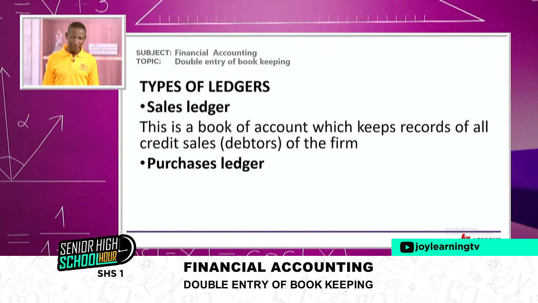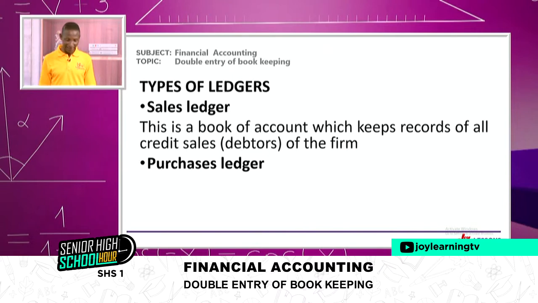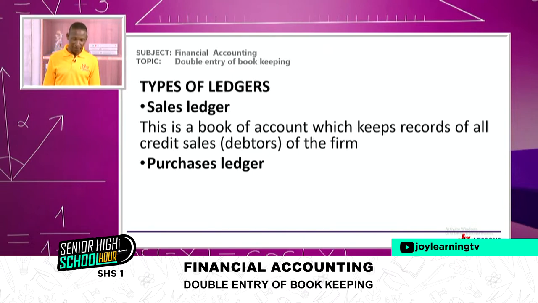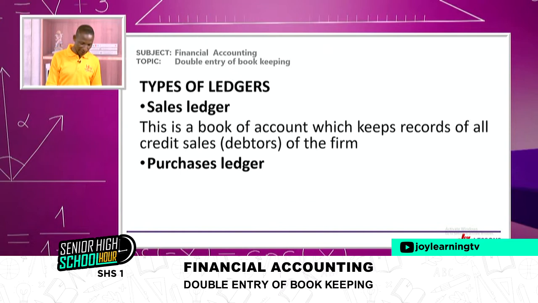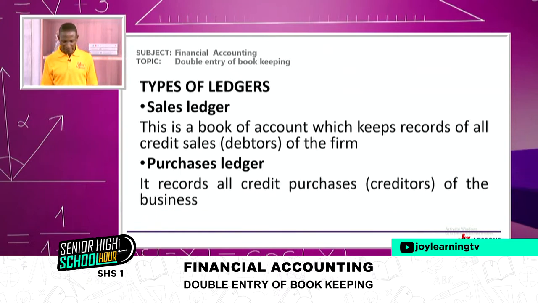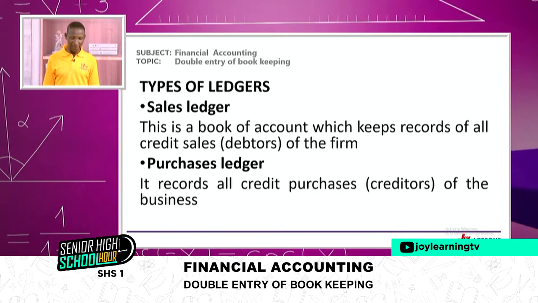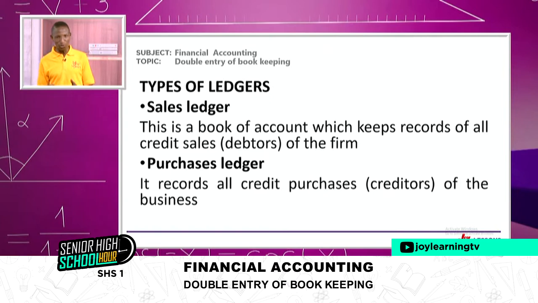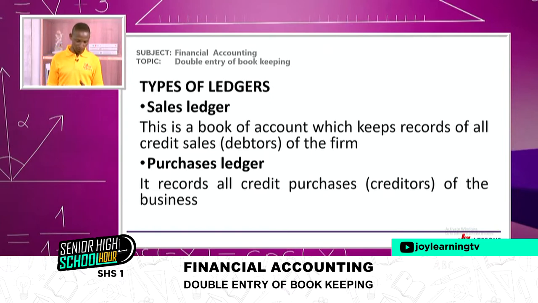Suppliers or trade payable. The debtors are customers or trade receivable. And then creditors, payables, or suppliers for purchases. So these words, we have to know them very well. It records all credit purchases of the business. So the information that will be recorded in the purchases ledger will be for creditors, trade payables, or suppliers. So when these words are mentioned, we should know what they are referring to.